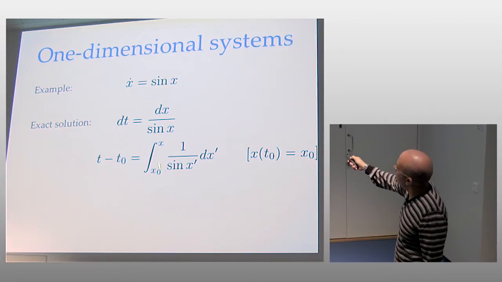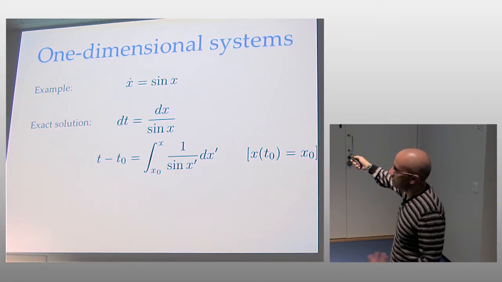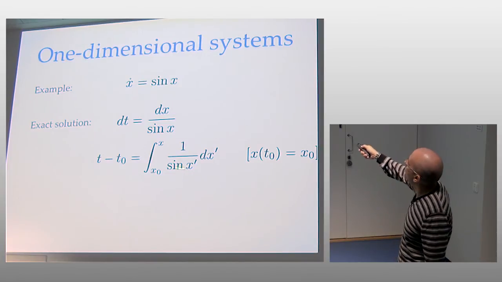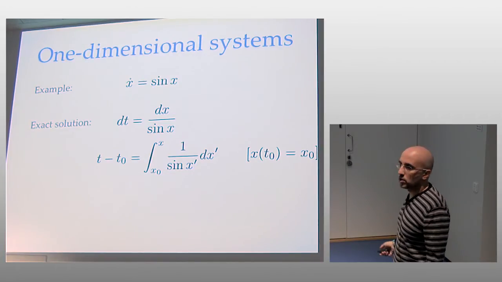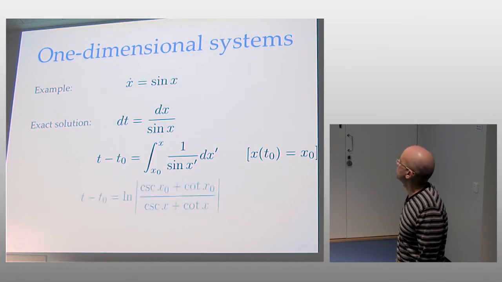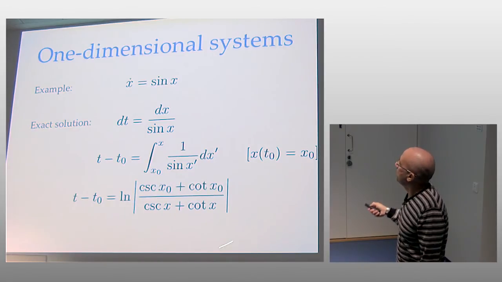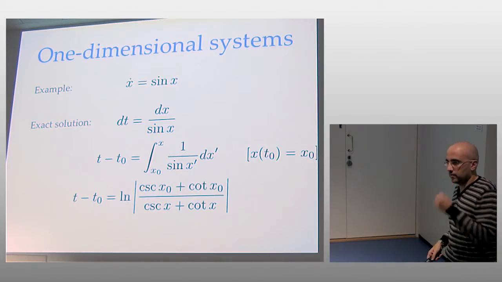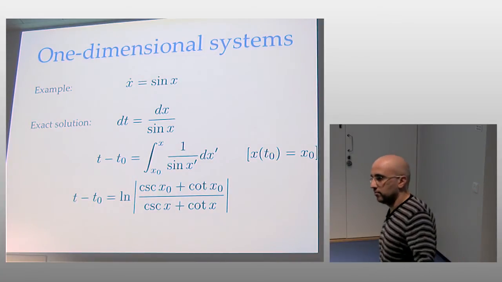And here you have the integral from x0 to x, which is the position at time t, of this function here, which is well known. I find tables for this. It's very simple to do, and you get this. So it's not obvious, but it's there.